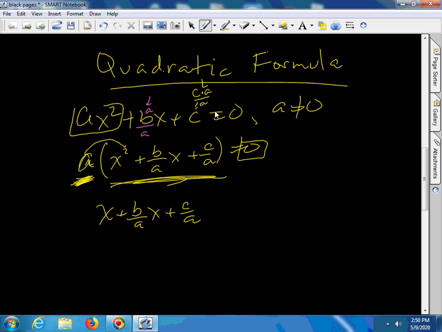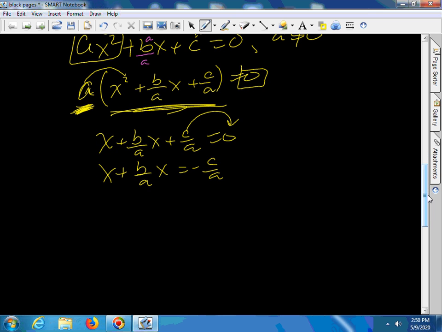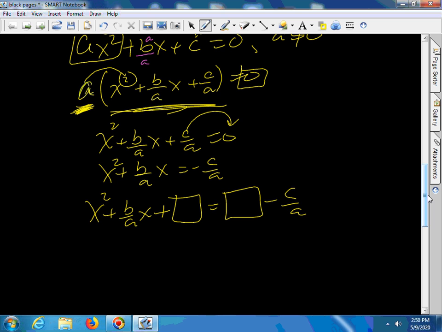Now, we want equals 0. What we want to do is called complete the square. That is, actually, let's bring this over right away. So you have x squared plus b over a x is equal to negative c over a. Now, I want to add something special. Oops, that always was x squared, sorry. I want to add something special here to make it a complete square. And of course, I have to add the same thing to the other side.